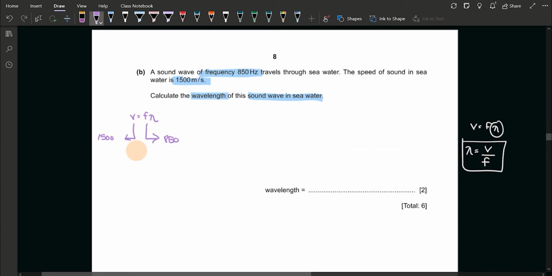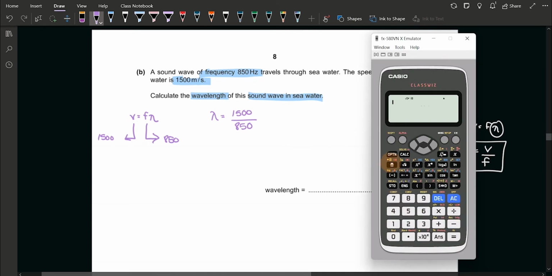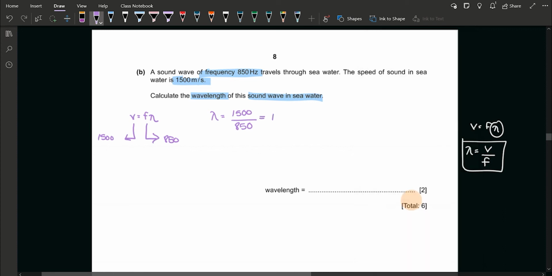So we can put in our values, which is going to be lambda equals v, which is 1500, divided by the frequency, which is 850, and we can put this in our calculator, which is going to give us 1.76. And this we can round off to 1.80. So the wavelength is 1.80, and we are supposed to write the units as well, which is going to be meters. And we are done with question number 5.